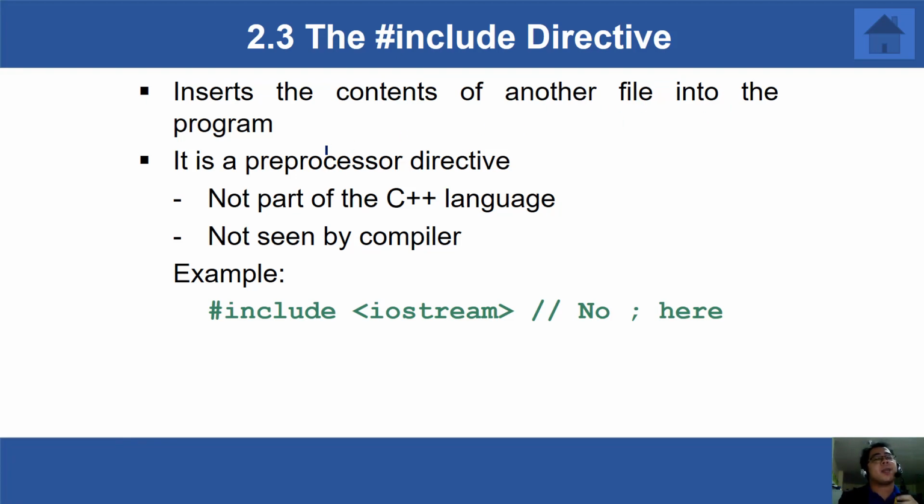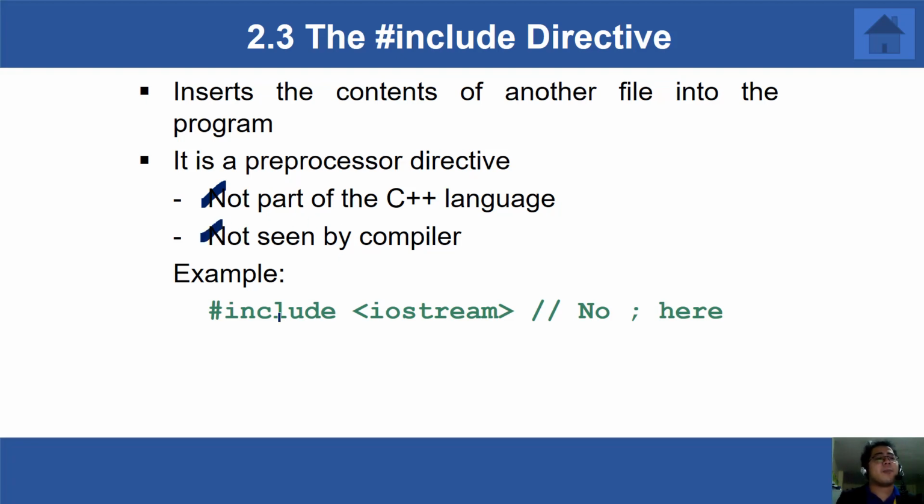Kumbaga, mag-include tayo ng file doon sa ating program. So, saan manggagaling yun? Sa ibang file. So, I'm going to insert that into my source code. Okay? Sabi daw doon, ito ay preprocessor directive, not part of the C++ language, or not seen by the compiler.